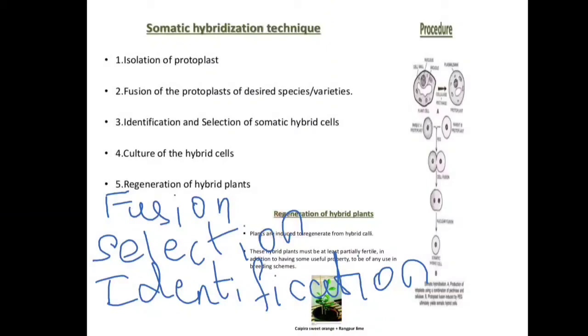So further identification of these heterokaryons has to be carried out to develop the specific hybrid plant, so the visual method is very important. Okay, so this is about the selection process of the hybrids.